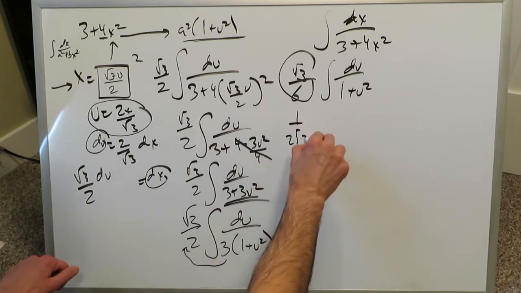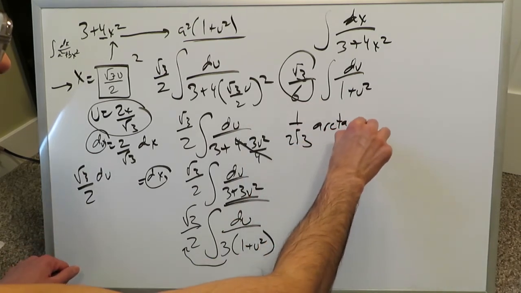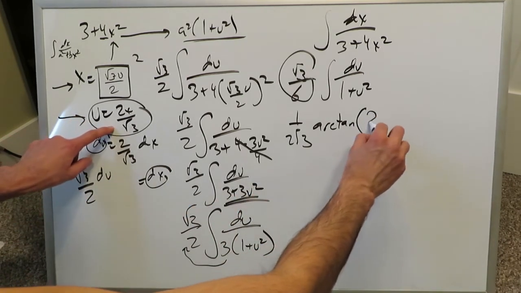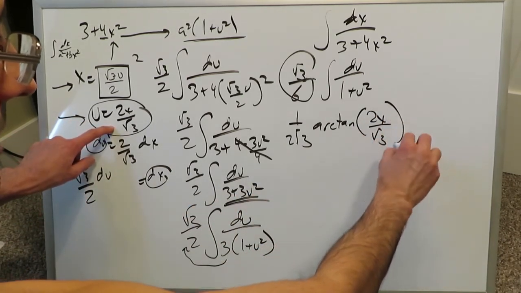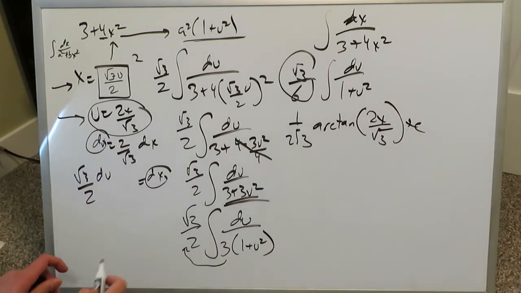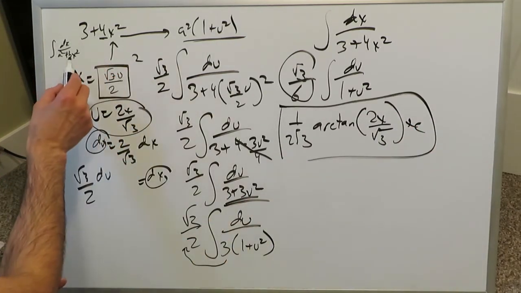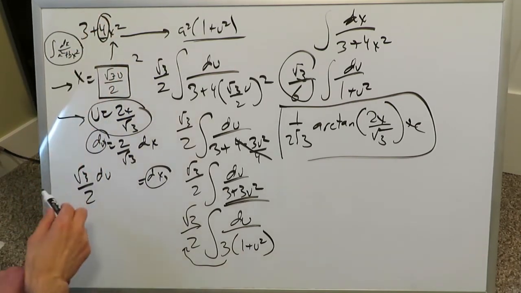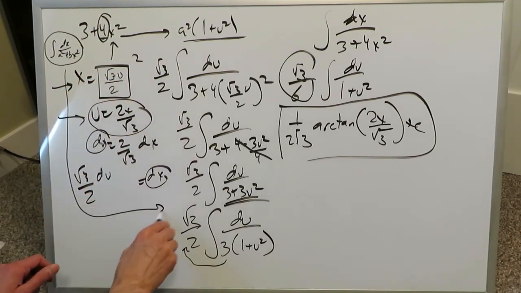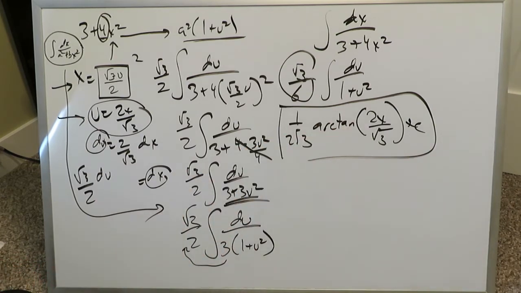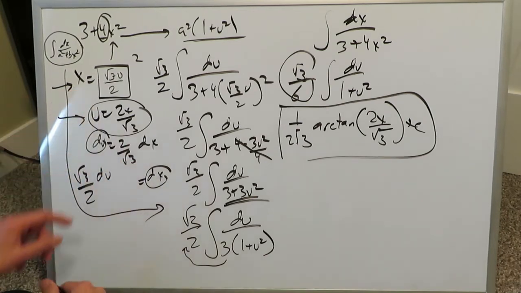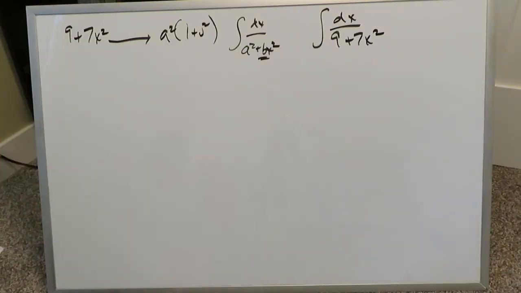1 over 2 root 3 arctan u. But what was u? This is where this u comes into place. 2x over root 3 plus c, and you're done. So these type of questions require you to look at something which is like this type of template. Here you have a b value which complicates things, and you have to work backwards through the procedure. Always starting with finding the x, then you find u, then you find du and dx. So let's look at this question. Integral dx divided by 9 plus 7x squared.